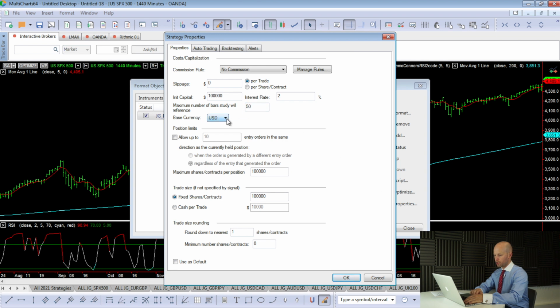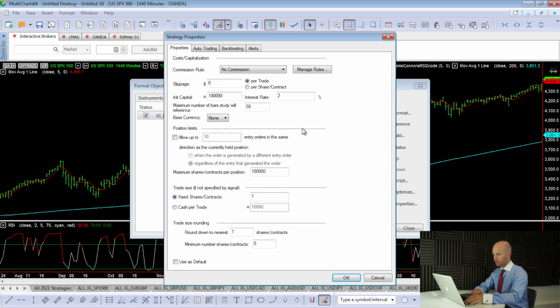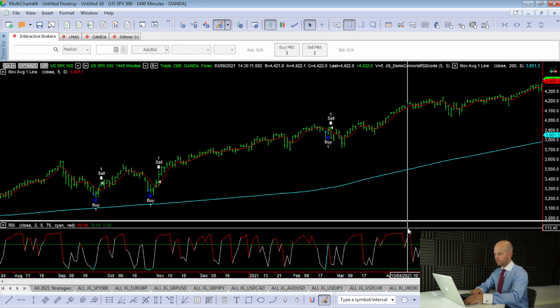What I'm going to do is change the currency of the SPX instrument. I'm going to leave it as none, so the results we see are going to be in points. So if we see a trade that's worth 40, it's going to be 40 points. I'm going to change the shares or contracts to 1 contract. And the last thing I need to do is change the maximum number of bars that MultiCharts will reference. I need to change that to 200 because we're using a 200 period moving average. And there you go, there's the strategy.